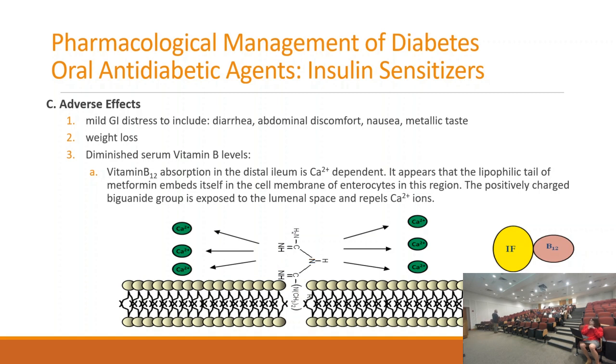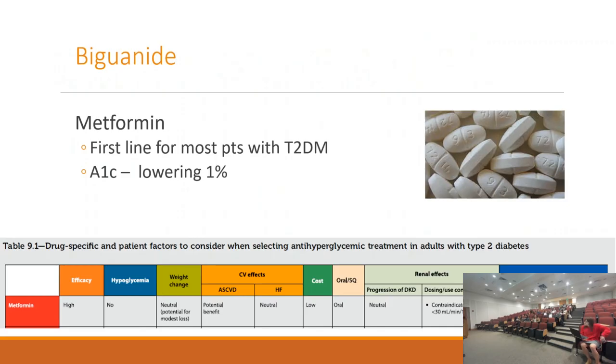Okay, so that's kind of an interesting side effect that's closely associated with the medicinal chemistry of the drug and its ability to embed itself into the cell membrane with that lipophilic tail, and then the positively charged biguanide group, which repels calcium ions, which are needed for vitamin B12 absorption. Okay? All right. Any questions about the side effects or that vitamin B12 mechanism?